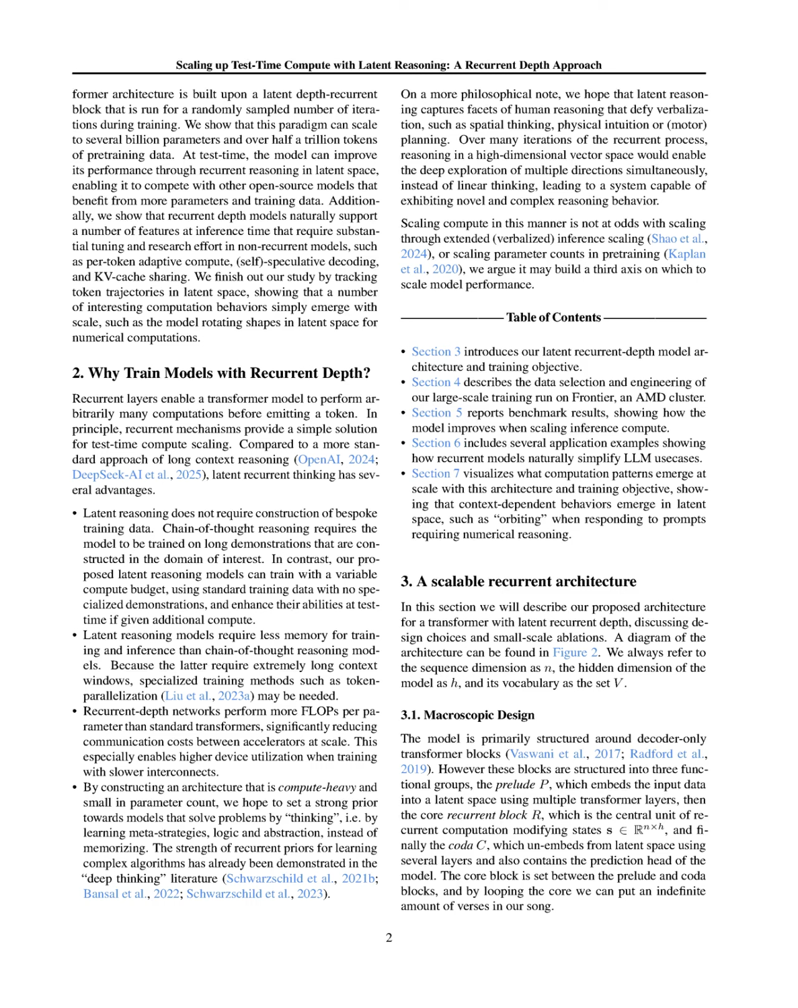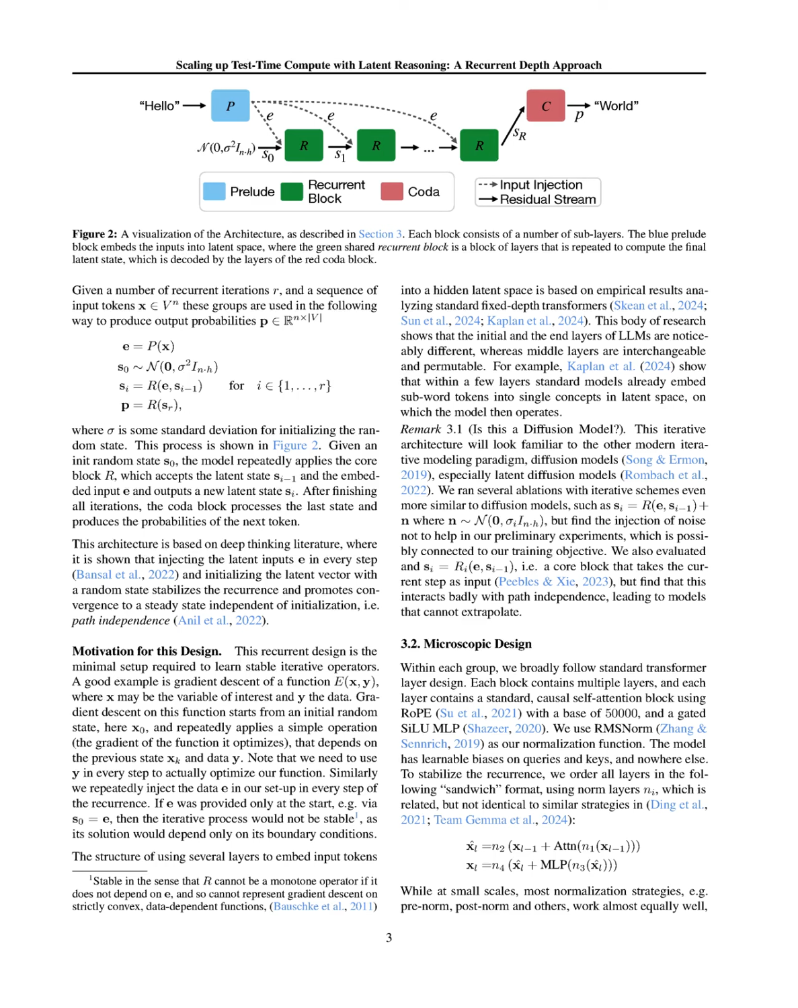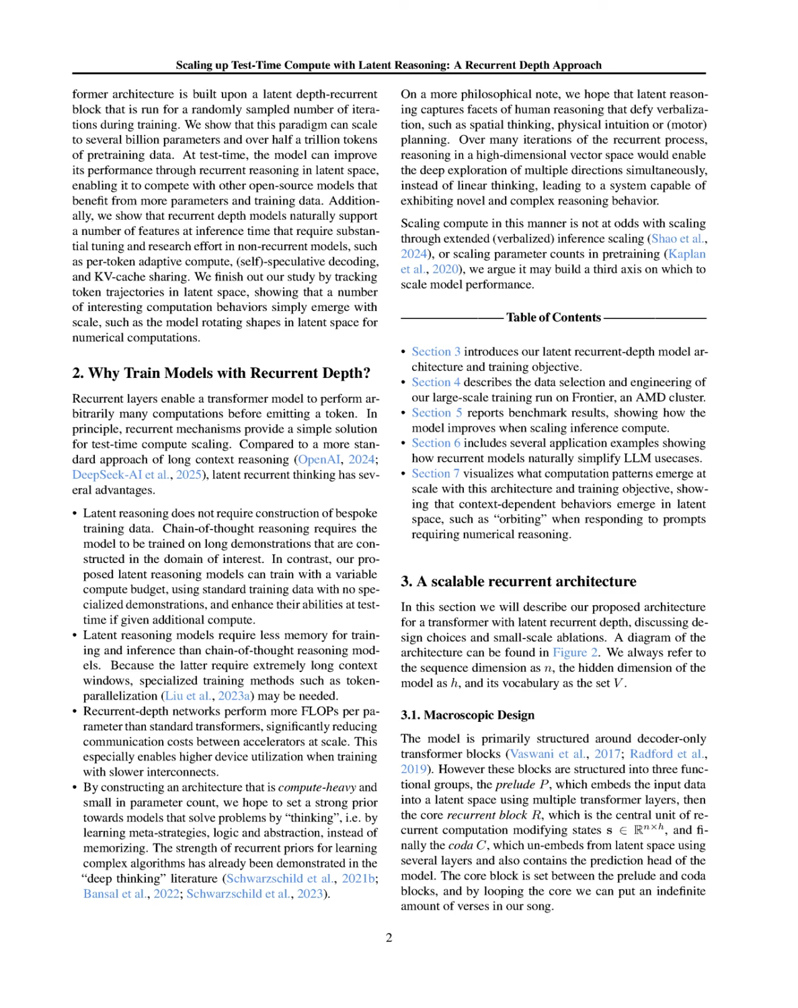This process is repeated for a randomly sampled number of iterations, r, allowing the model to perform multiple computations before generating an output. After completing the recurrent iterations, the final latent state is passed to the coda block, which processes it to produce the probabilities of the next token. This architecture enables the model to leverage recurrent reasoning in latent space, enhancing its ability to handle complex tasks and improving performance through additional compute at test time.